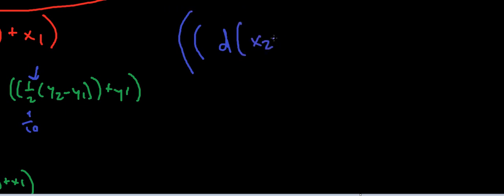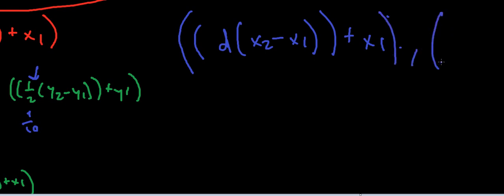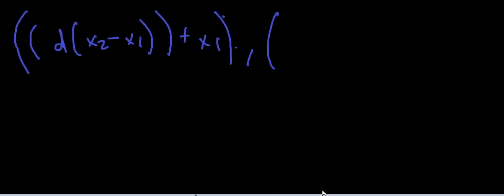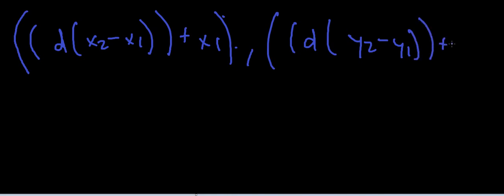So d times (x2 minus x1) plus x1. And then for the y coordinates, it's the same thing but with y's. So whatever the distance, d times (y2 minus y1) plus y1.